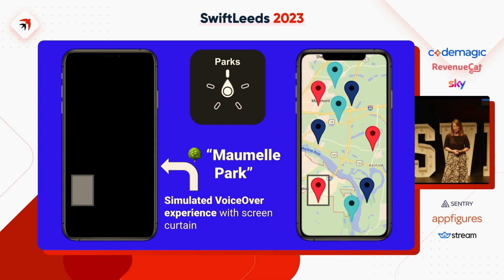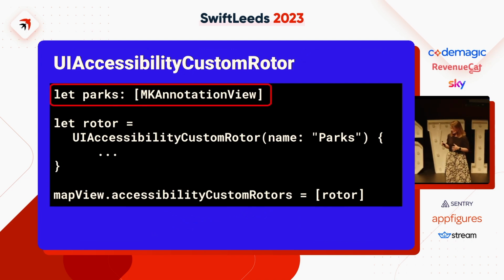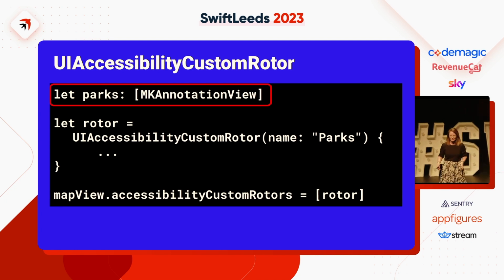Now, I hear some of y'all's thoughts right now. I don't know, man. This custom rotor must be hard to add something custom to it. No, actually, it's very, very easy. So here in your code, imagine you already have some way to store an array of the annotation views that you're going to be showing on the map.